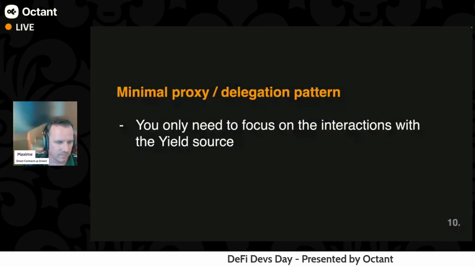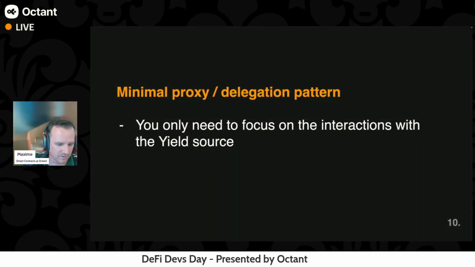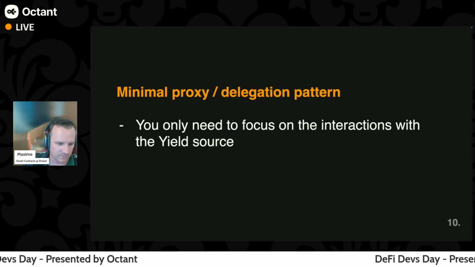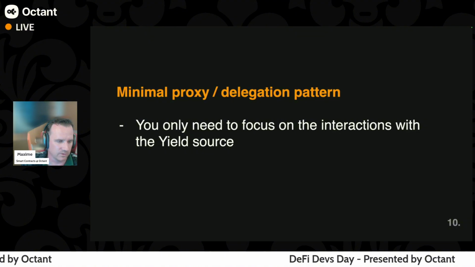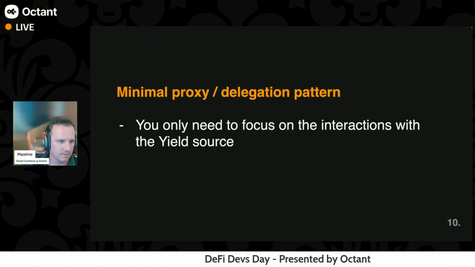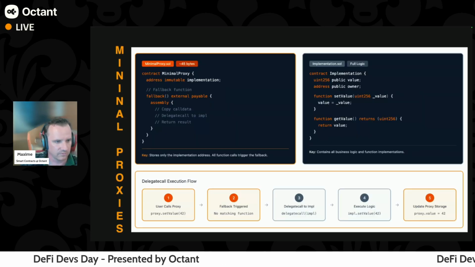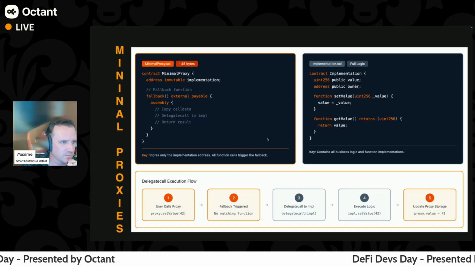The idea is that basically the difficult rationale, like for example the 4626 rationale, you don't need to care about it. What you only need to care about is focusing on the interaction with the yield source. So here is a minimal proxy.